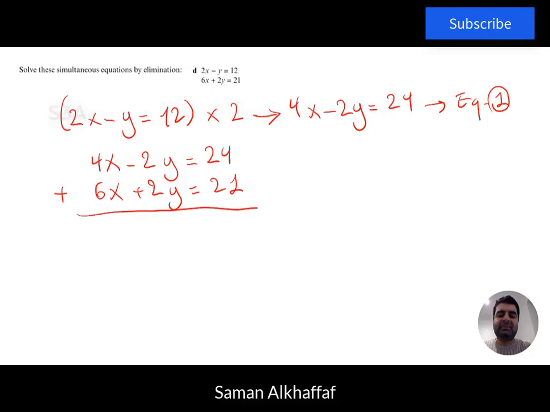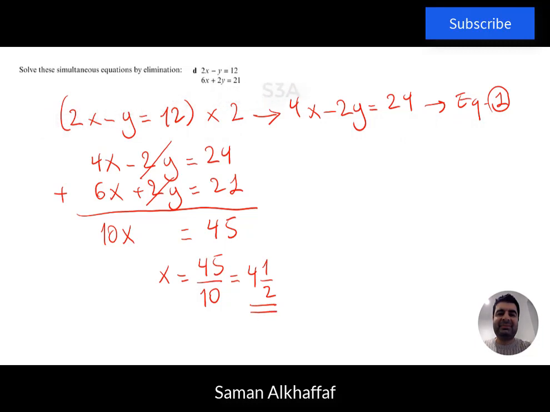Now 4x and 6x will give us 10x. The minus 2y and plus 2y will disappear, they cancel each other. We will have on the other side 24 plus 21, and that would give us 45. So we would have x equals 45 divided by 10. So that would give us 4.5 as the answer for the value of x.